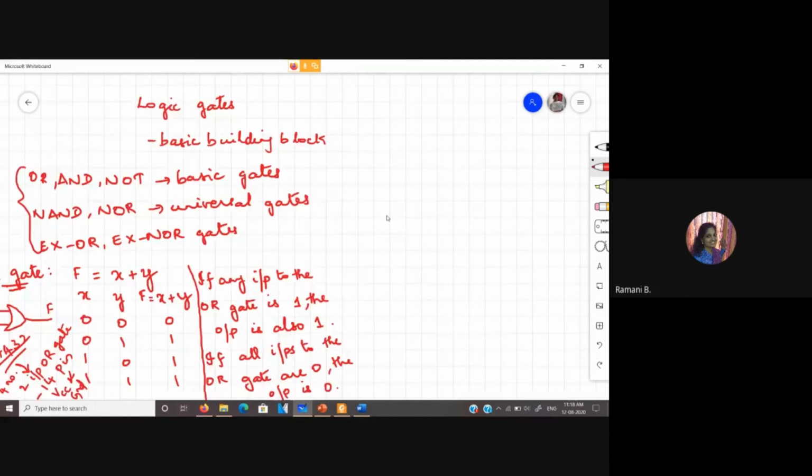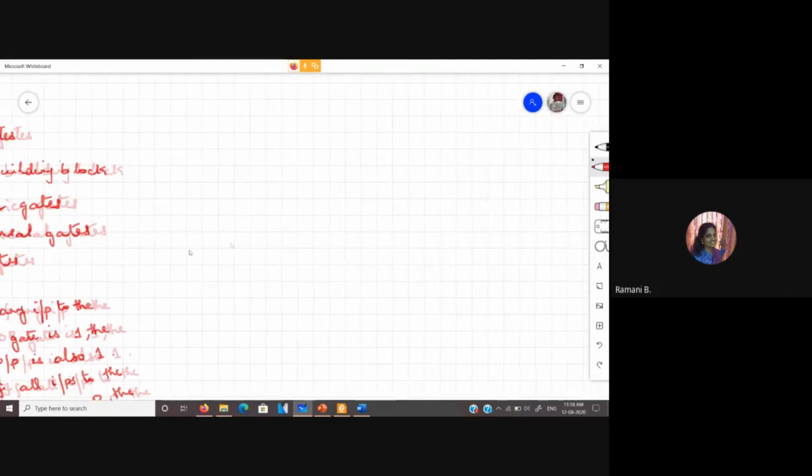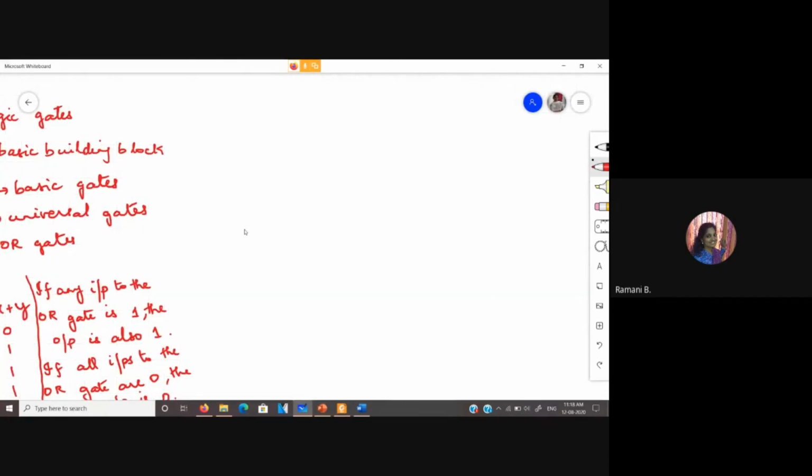Next, we have the AND gates. So for AND gate, here the symbol is for a 2-input AND gate. Here this should be a straight line and then a curve. Okay, so X and Y, and if this is a function, the AND operation is given as F is equal to X dot Y.